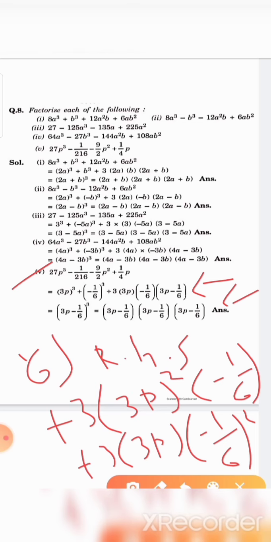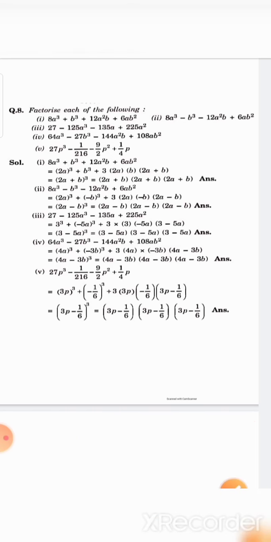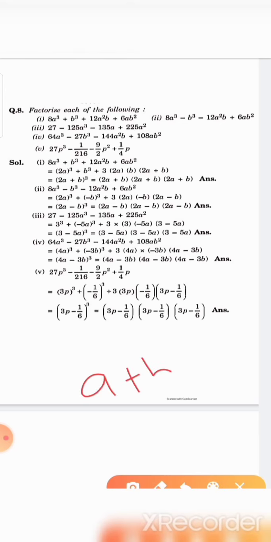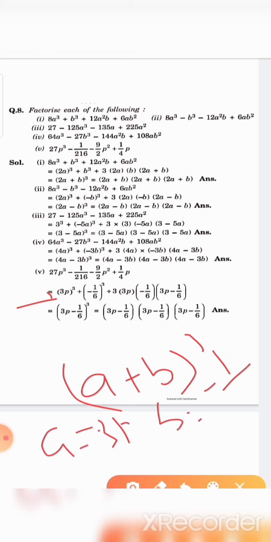This step gives the factor of our identity number 6, and the factor of identity number 6 is (a + b) whole cube. So comparing with our polynomial we get the value of a is 3p and b is minus 1 upon 6. Substituting all values in LHS of our identity, we get the factor of our polynomial is (3p - 1 upon 6) whole cube, and whole cube means we write in 3 brackets multiplied. So (3p - 1/6) multiplied by the next bracket (3p - 1/6) and the last bracket (3p - 1/6) is the factor of our polynomial.